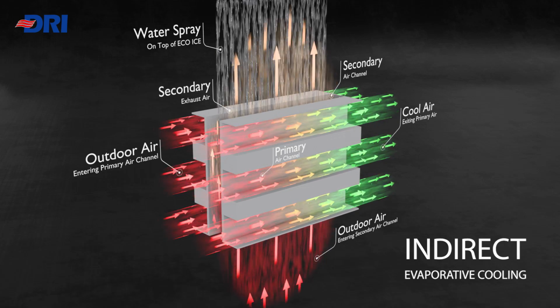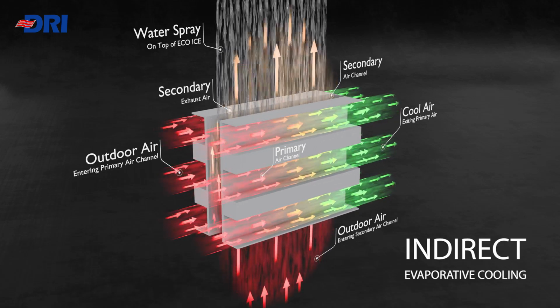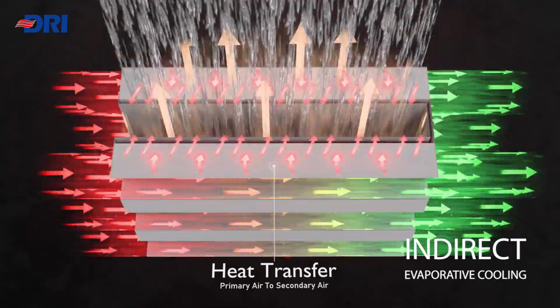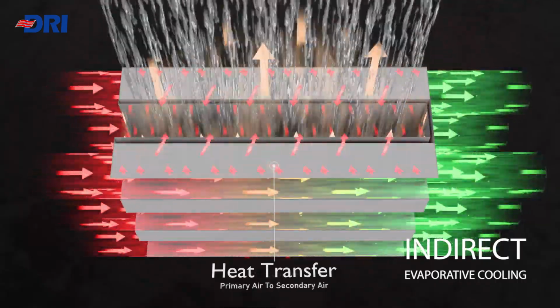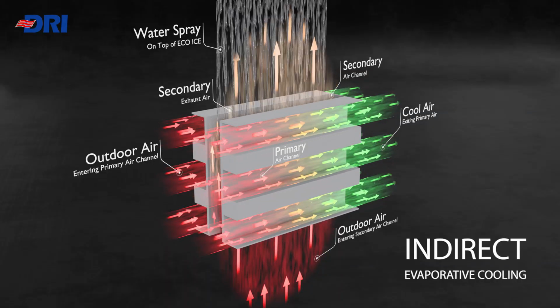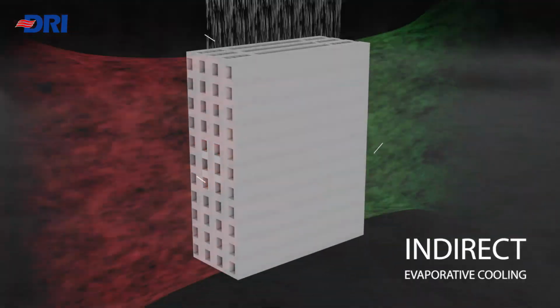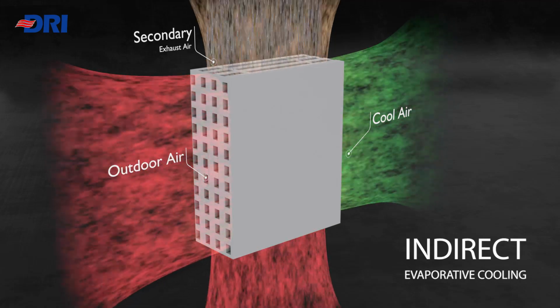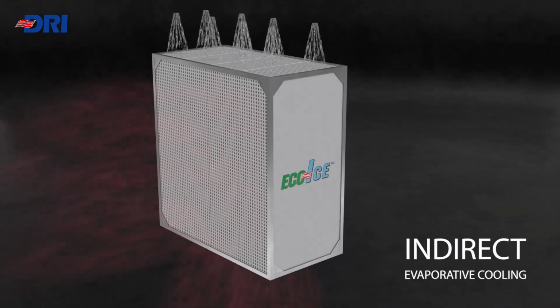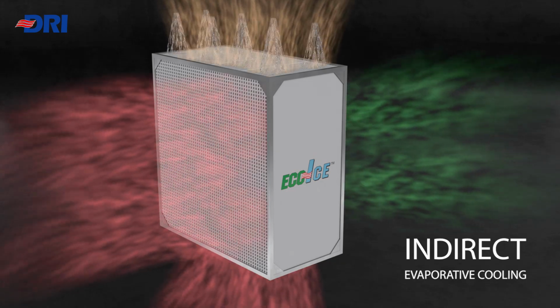The secondary stream is moistened and used to cool the dry stream of air through the heat exchanger, which facilitates the heat transfer from primary air to secondary air. Thus, the primary air, moving through dry channels, is cooled indirectly without any moisture addition. Thus, the indirect evaporative cooling process works effectively in both arid and humid climatic conditions.